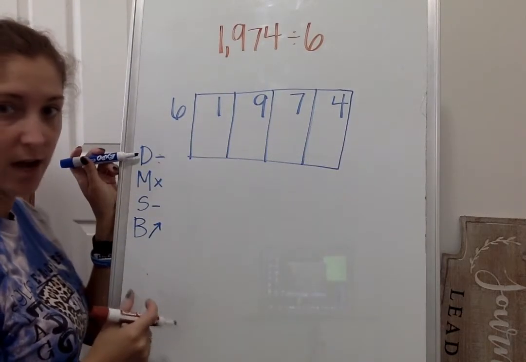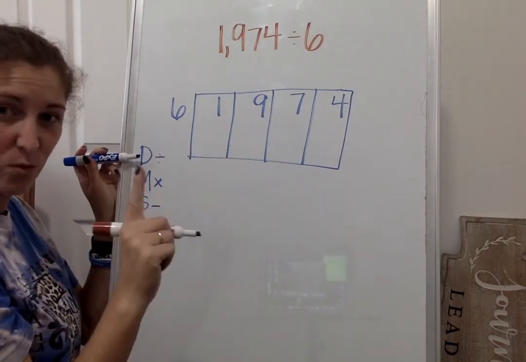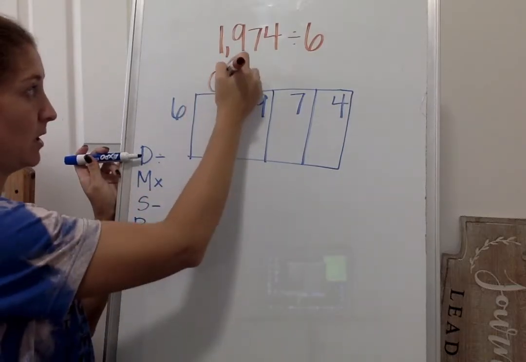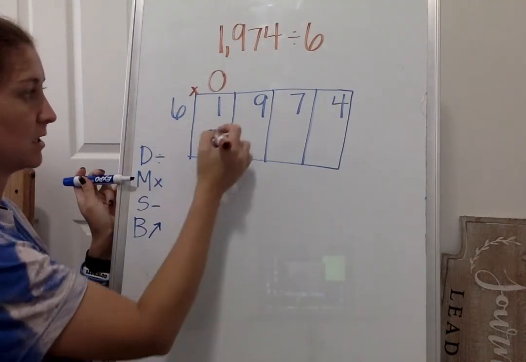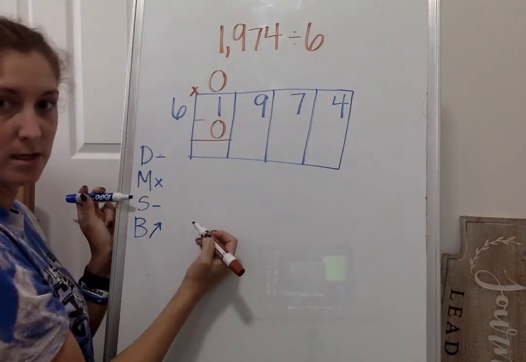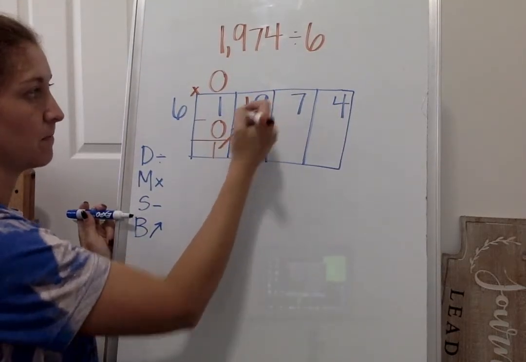So D, divide. Can 6 go into 1? If I have one thing, can I make a group of 6? No. So that becomes a 0. I multiply. 0 times 6 is 0. Now I'm subtracting. 1 minus 0 is 1. And now I'm bringing over.